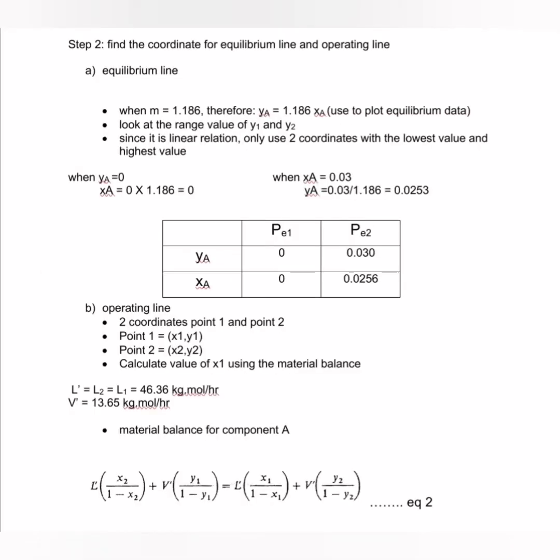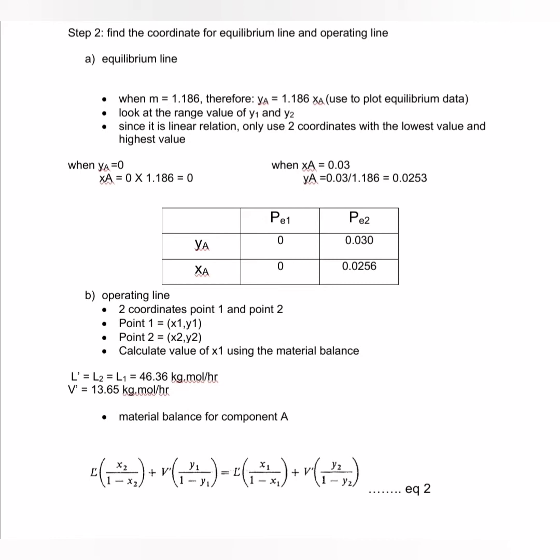Since step 1 is to list down all the values and draw the diagram, for the second step we can directly find the coordinates of the equilibrium line and operating line to plot a graph. For the equilibrium line, since we are already given the gradient, which is 1.186, we can directly have an equation, which is YA equal to 1.186 XA. All we need is to coordinate with the lowest value and the highest value within the range of the values of Y1 and Y2. Therefore we get the point for equilibrium 1 and point for equilibrium 2.